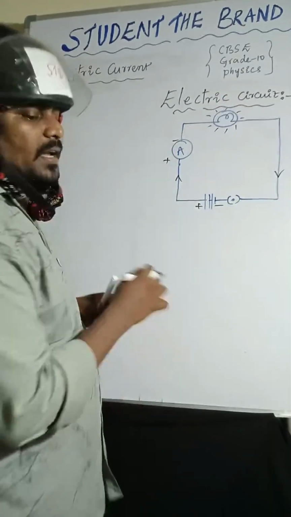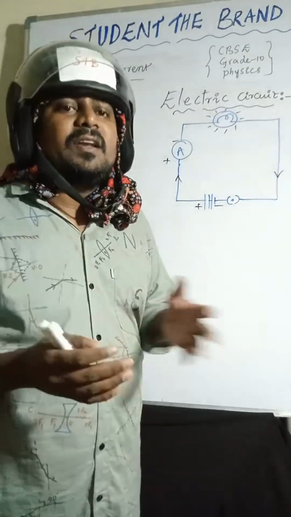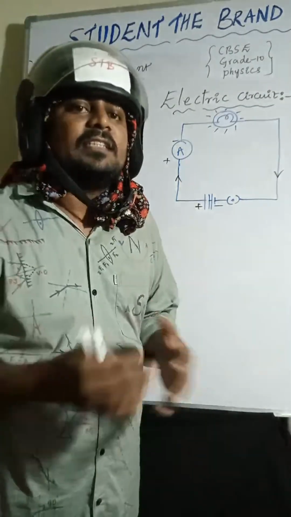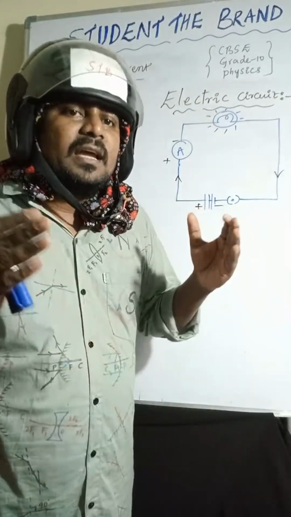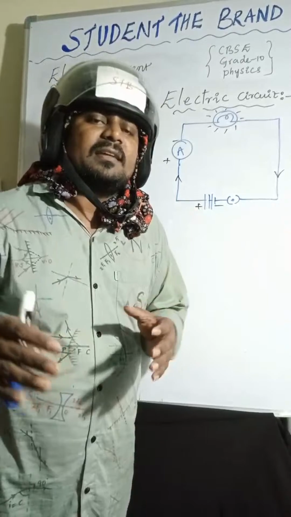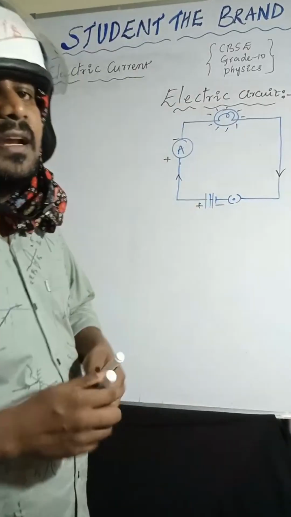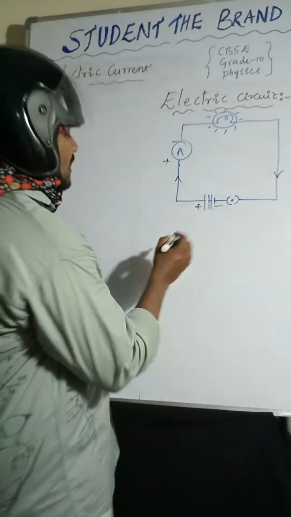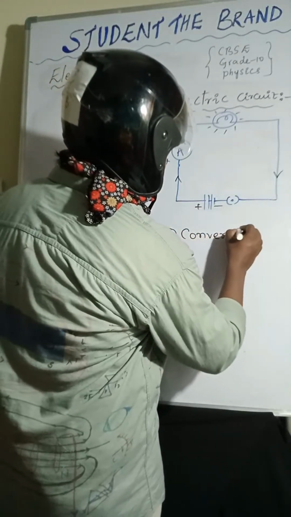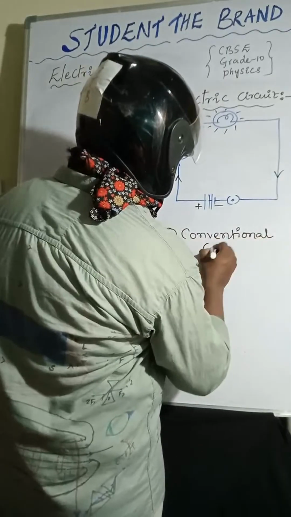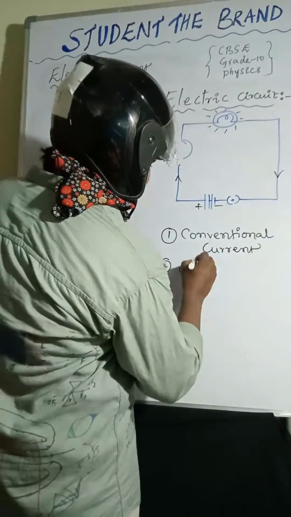So current is flowing. A continuous and closed path of an electric current is known as an electric circuit. Here there are 2 points. One is conventional current. Second one is electric current.